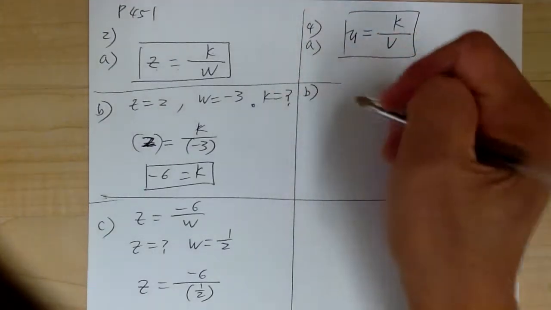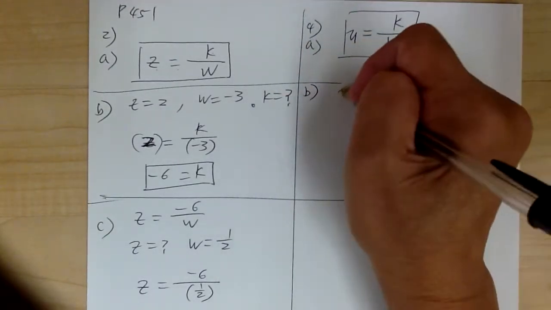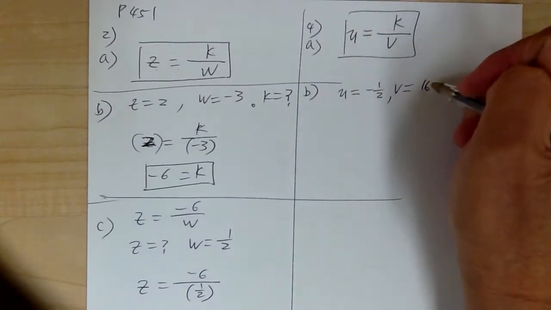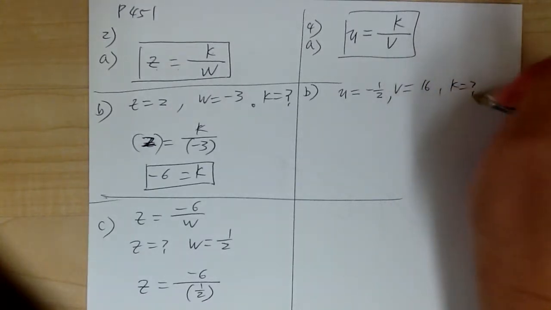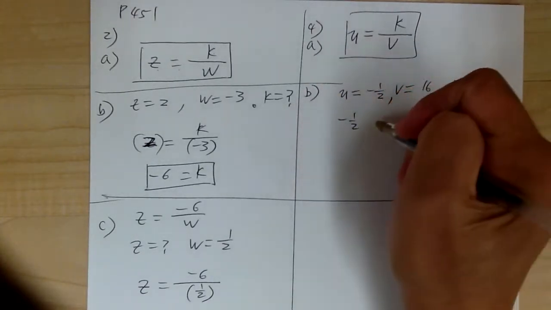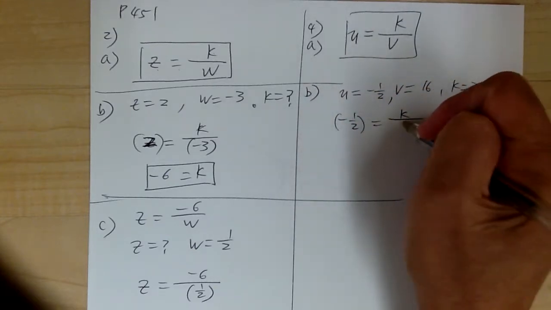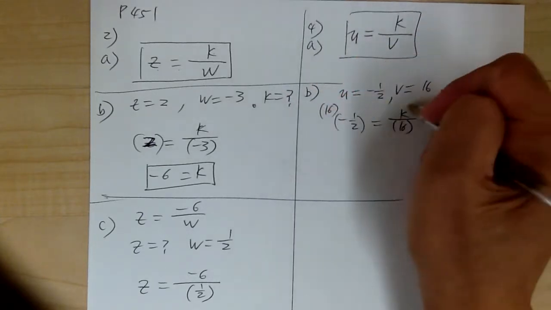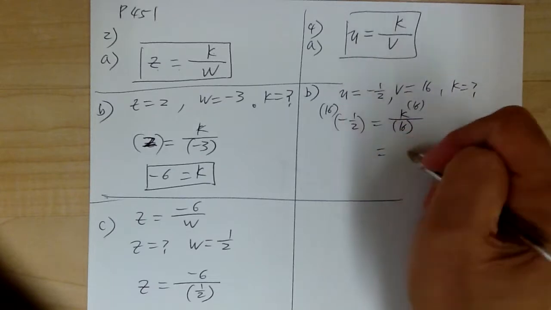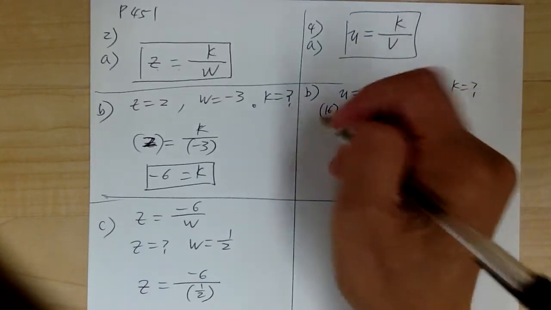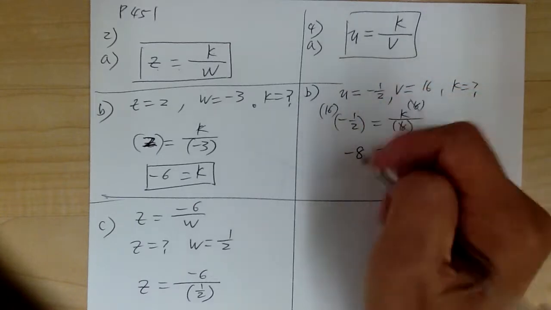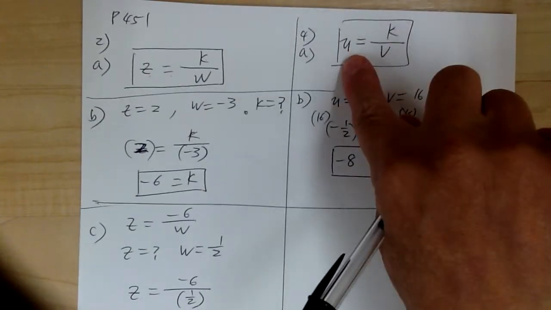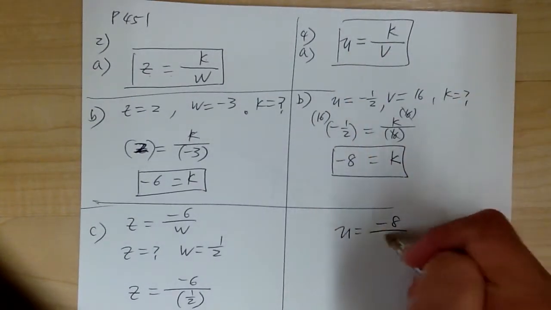And for part B, it says if u equal to -1/2 when v equal to 16, you're looking for k. So you substitute, so you got -1/2 equal to k over 16. So again, you cross multiply or multiply both sides by 16, common denominator. So this will cancel out. So you got k equal to -8. As soon as you find k, you update your equation over here. So you got u equal to -8 over v.